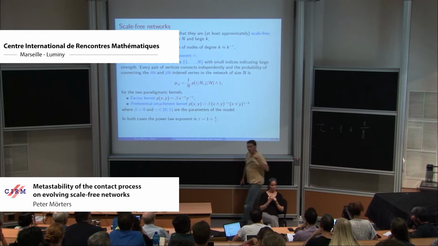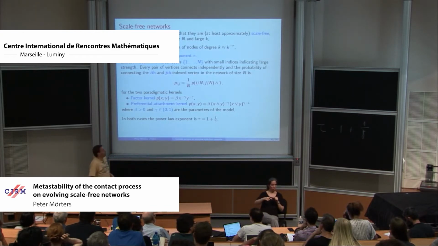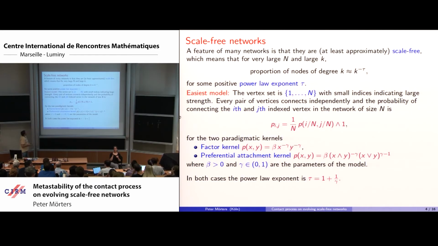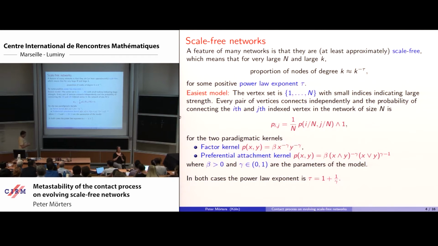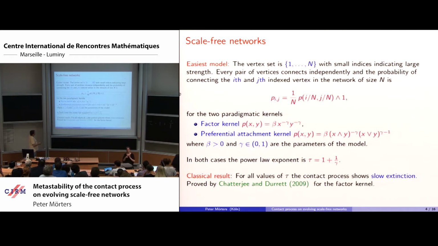So small values of tau mean large inhomogeneity. It corresponds to large values of gamma. Okay, so this is the easiest way to define scale-free networks. And for the type of question we look at, the more classical models will behave in the same way.